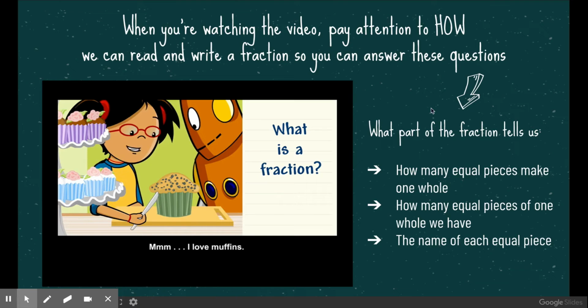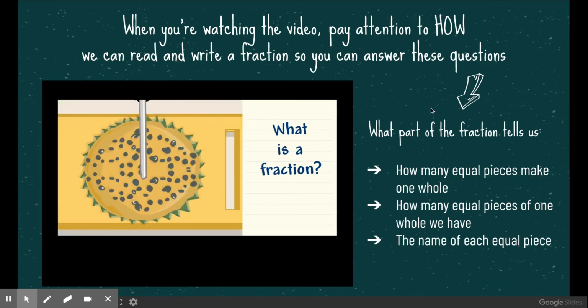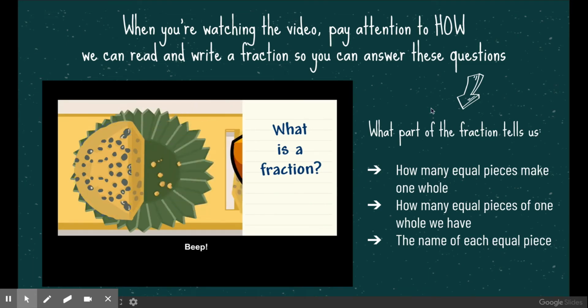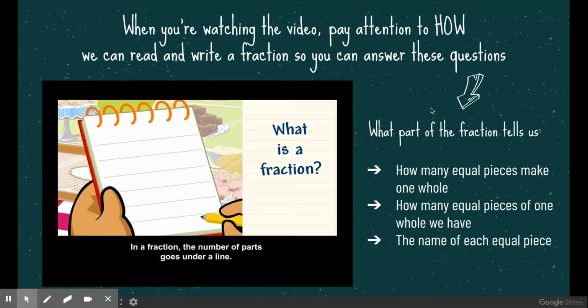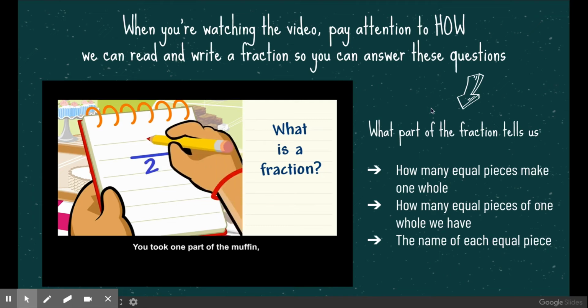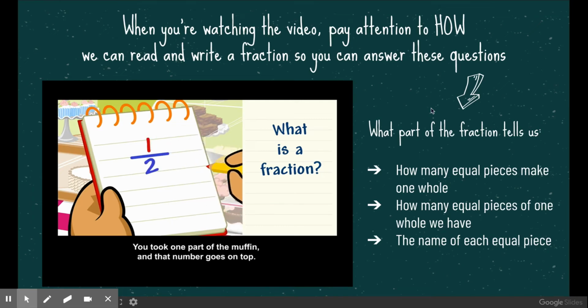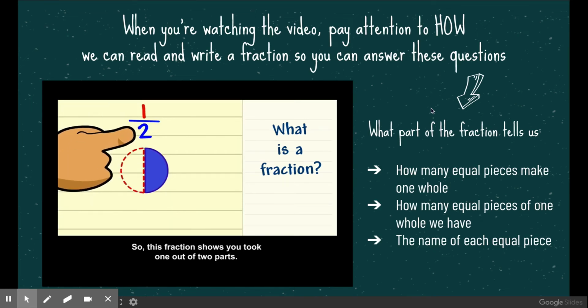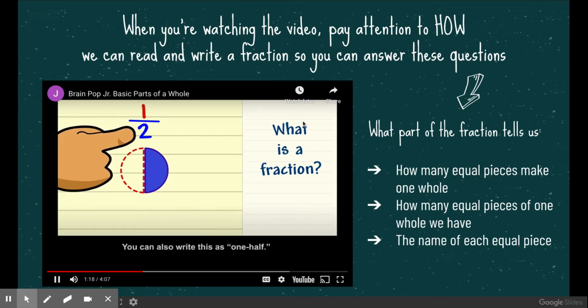I love muffins. This whole muffin has 2 equal parts. In a fraction, the number of parts goes under a line. There are 2 parts. You took 1 part of the muffin, and that number goes on top. So this fraction shows you took 1 out of 2 parts. You can also write this as 1/2.